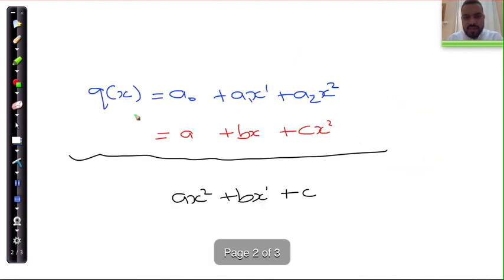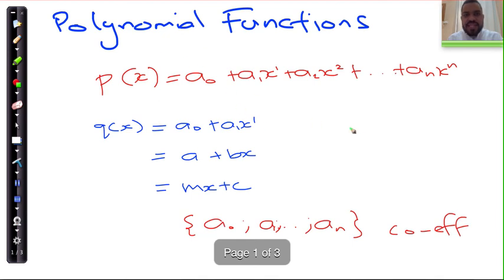Let's go back, and here we've seen a0 plus a1 x to the 1 plus a2 x to the power of 2, a plus bx plus cx squared, or as you commonly would have it with your coefficients, ax squared plus bx plus c. And that's the format of the polynomial functions, right?